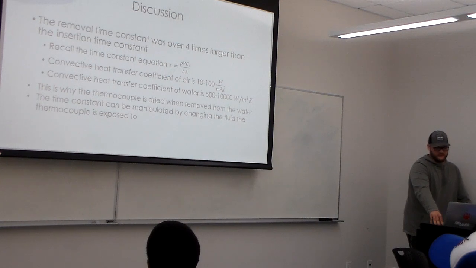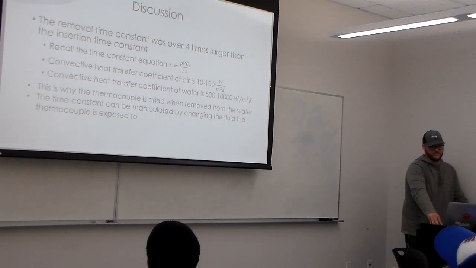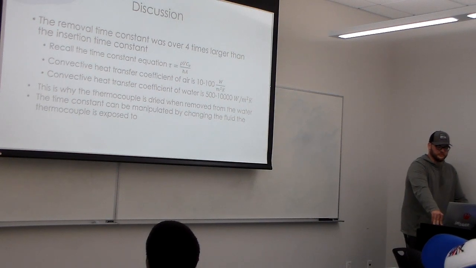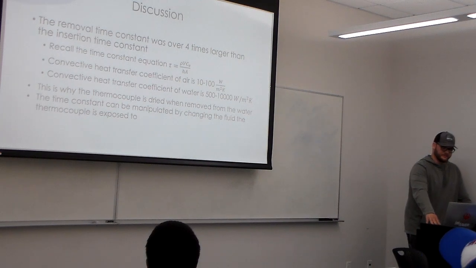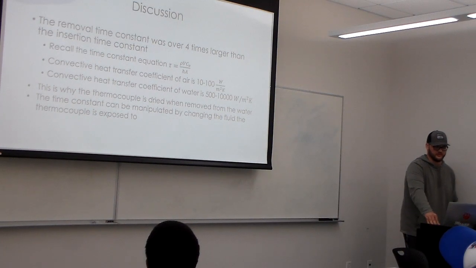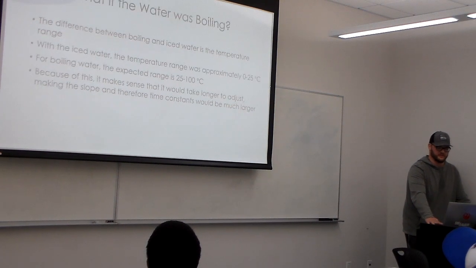In insertion, the heat transfer coefficient was 500 to 10,000. For extraction, it was contacting air, where the heat transfer coefficient was 10 to 100. This explains the big difference in the time constant, and also why it's important for the thermocouple to be dried when it was removed. The time constant can be changed by changing the fluid that the thermocouple is exposed to or the material the thermocouple is made out of.